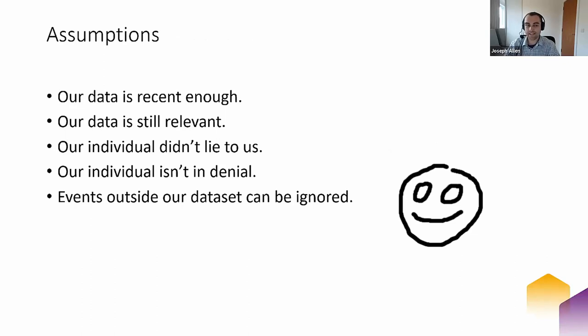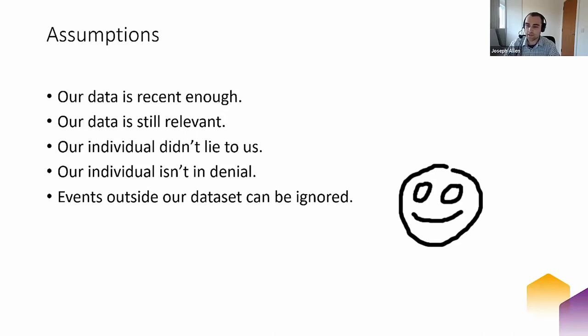We assume that our data is recent enough to still be relevant in our study. We assume an individual didn't lie to us when we collected the data, perhaps covering up societal flaws such as drug use, weight, and similar things. We also assume that the individual isn't actually in denial themselves. They might underestimate how many times they've broken certain laws or have an altered perception of themselves.